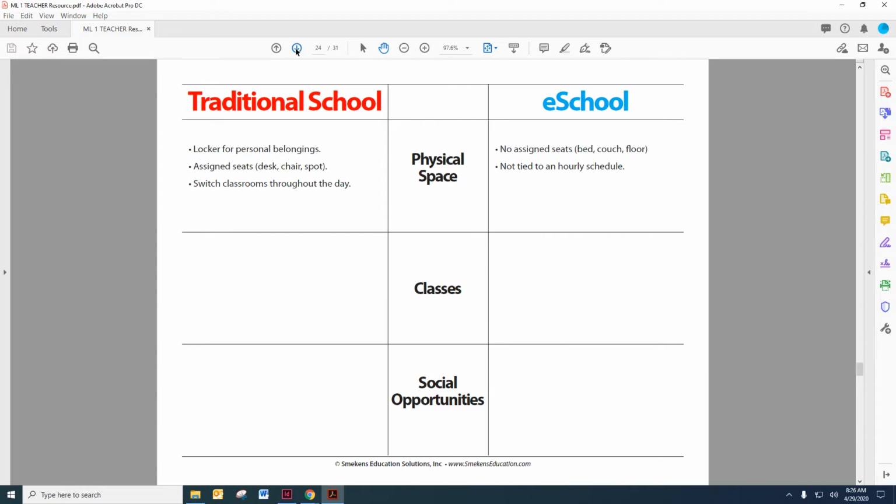Okay, so locker, no locker. Personal belongings were in the locker. Where are your personal belongings now? All over the house. Okay, no assigned seats.